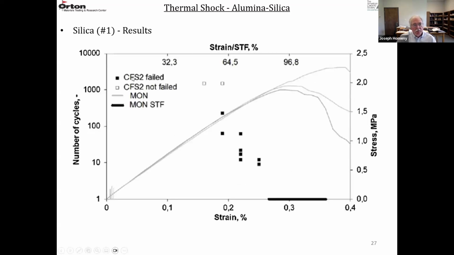And they did the same thing for CFS2, the crystallized fused silica brick. So the stress strain curve exhibits nonlinear behavior, gradual failure. Here's your maximum strains in this region here. Then the number of cycles versus the percent strain are for the different squares here. These did not fail. A higher percentage showed a failure.